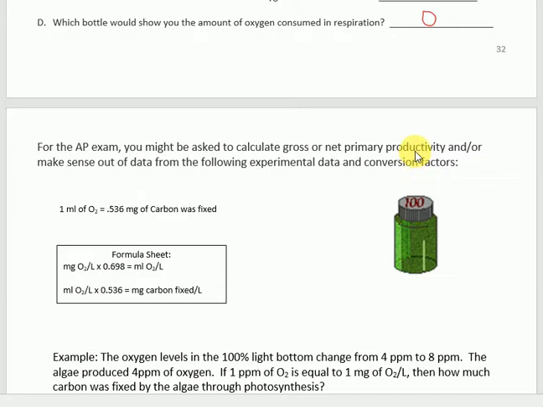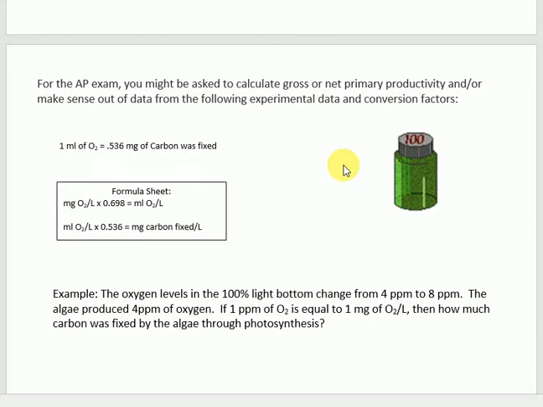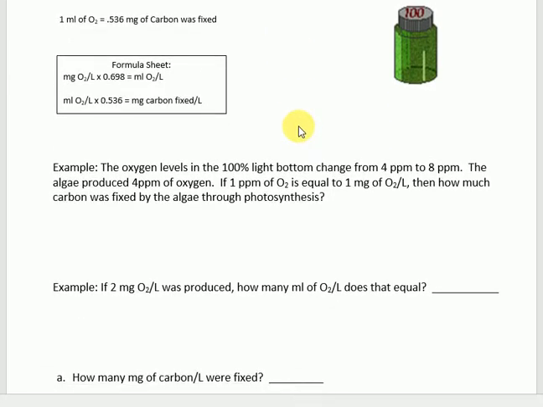So with that lab in mind, for the AP exam, you might be asked to calculate a gross or net primary productivity or make sense out of the data. So this is on your formula sheet. And basically, this here tells you how much was fixed. So let's look at this example. The oxygen level in the 100% light bottle changed from 4 parts per million to 8 parts per million, and the algae produced 4 parts per million of oxygen. If 1 part per million of oxygen is equal to 1 milligram of oxygen per liter, then how much carbon was fixed by the algae through photosynthesis?